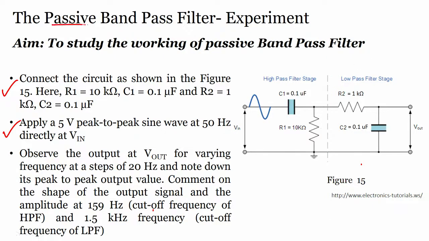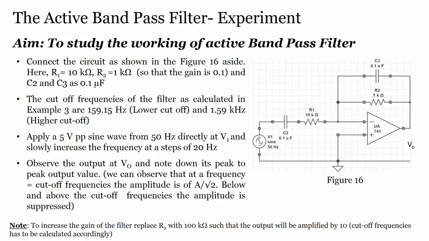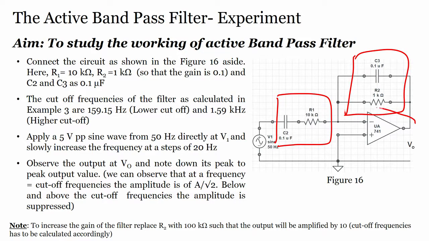So, our experiment is on the band pass filter. Now, instead of a passive band pass filter, if I use an active band pass filter, then what will happen? That is the question. If you see the circuit here, again we have high pass, we have low pass, and we have the amplification with the help of R2 and R1.